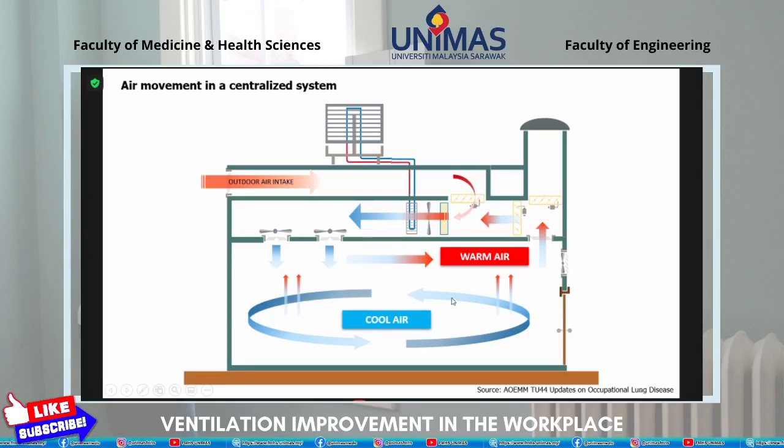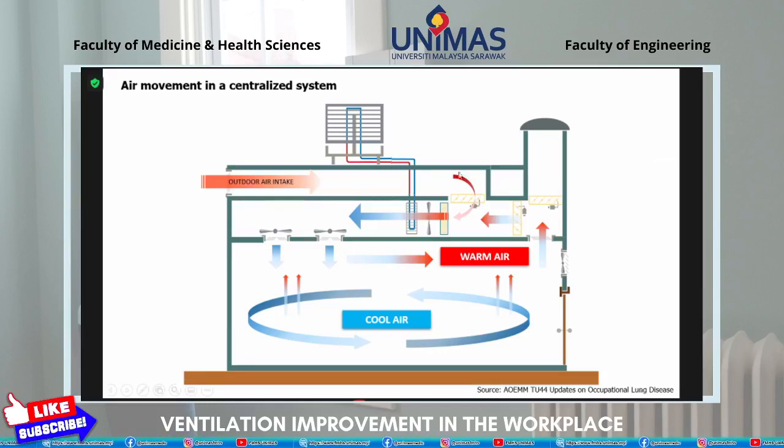By means of Bernoulli principles, we will have cool air going downwards, and the warm air will go up, and eventually the used air, which most of the time will be warm air after we use it, will go through the return air grill and then go back into the AHU. Some part of it might go outside of the building through the exhaust air damper.